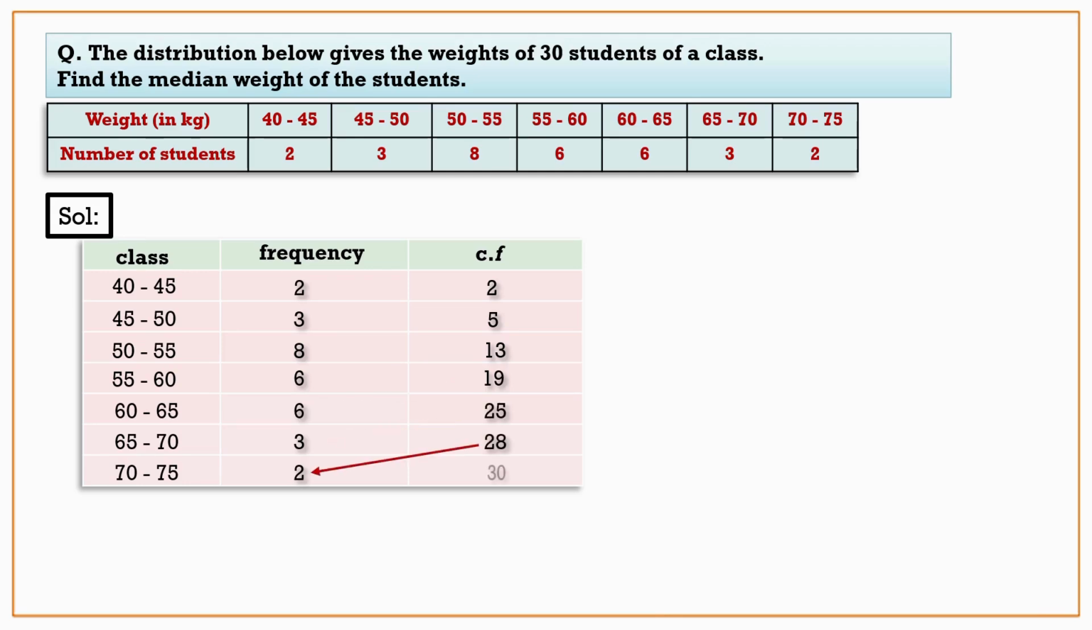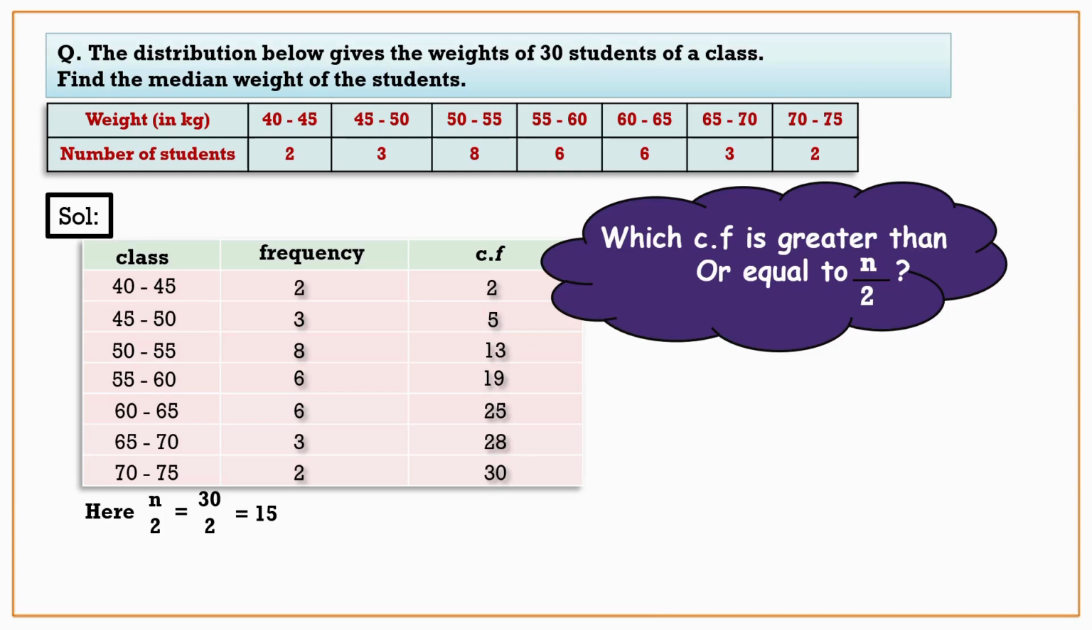So finally, whatever value we get in the cumulative frequency, that is the total frequency, which we denote as n. So n by 2. Here the division symbol is missing, so don't worry. Whenever you write in your copy, you should mention that symbol. So n by 2 is equal to 30 by 2, that is equal to 15.